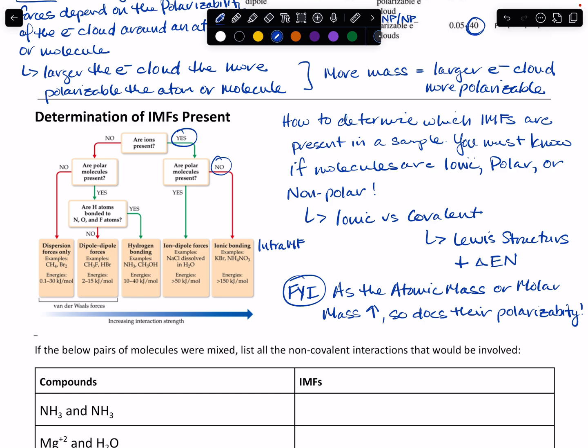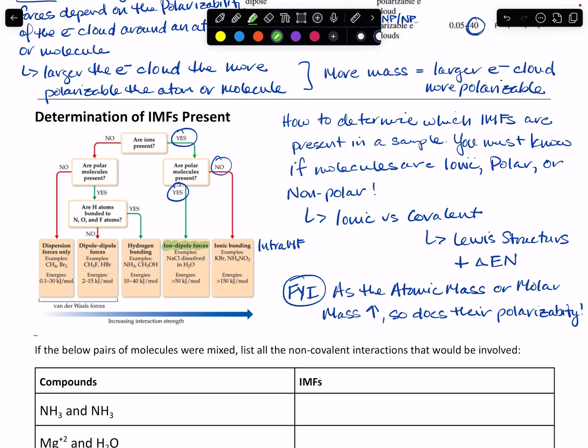If instead you have a mixture of ions and polar molecules, then you are going to have your ion dipole forces. Examples, like I said, any ionic compound dissolved in water is an excellent example of ion dipole forces. You've got the ions interacting with the polar ends of your polar molecule.